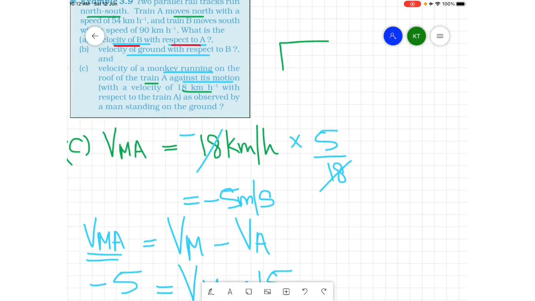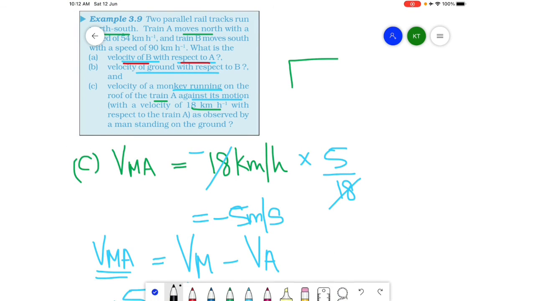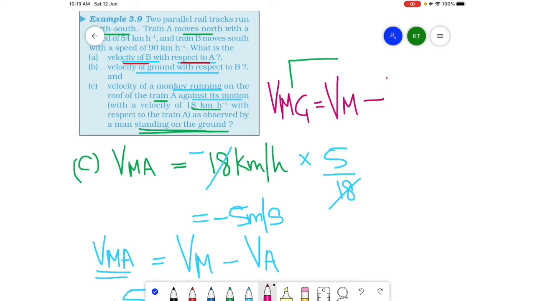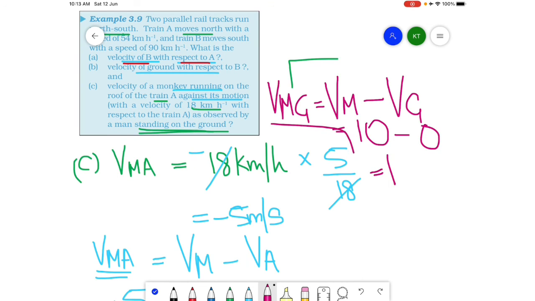Now the question is to find the velocity of the monkey as observed by a man standing on the ground. The velocity of monkey with respect to ground is equal to the velocity of monkey minus the velocity of the man standing on the ground. We found the velocity of monkey to be 10 meters per second, minus the velocity of the man standing on the ground, which would be 0. So we've got the velocity of the monkey with respect to the ground to be 10 meter per second. This is our answer.